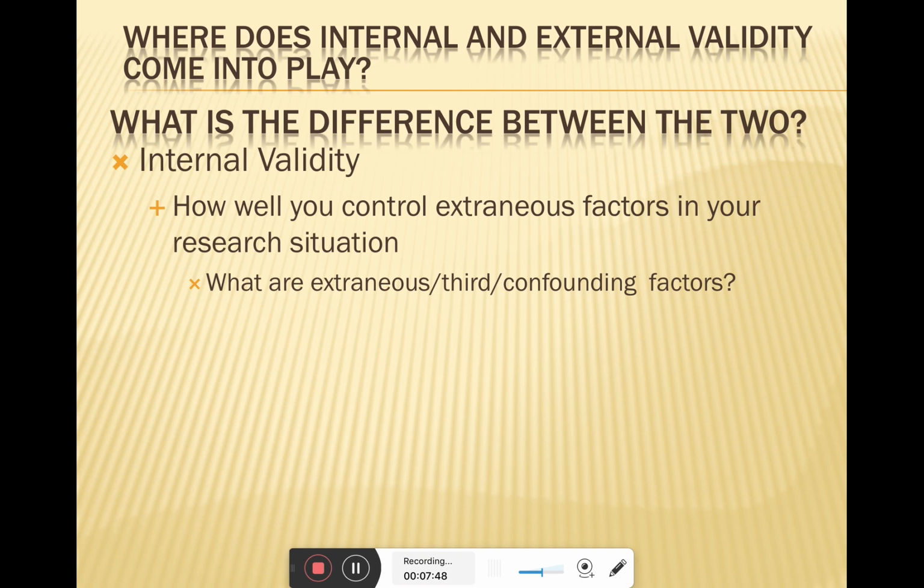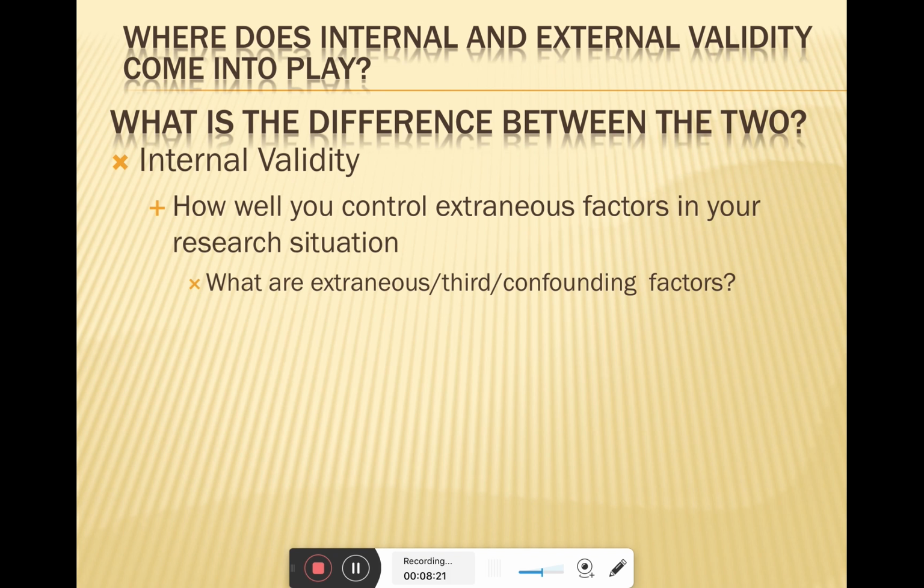So when we think about all of these factors more globally, and we want to understand where internal and external validity come into play, we have to consider the differences between the two. So when we think about internal validity, what does this refer to? It refers back to the issue when we're trying to establish definitive causation in step number 4 in the progression of science, where we're talking about how well we can control extraneous factors in our research situation. What do we mean by extraneous factors? We mean third variables, we mean confounding factors, so confounds. We also call this error variance.